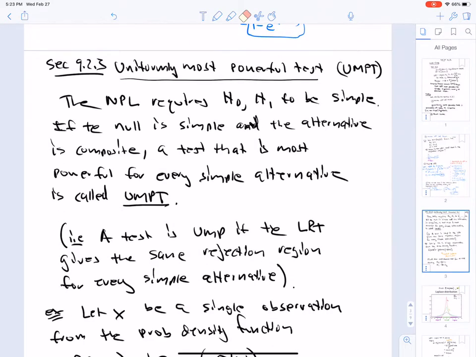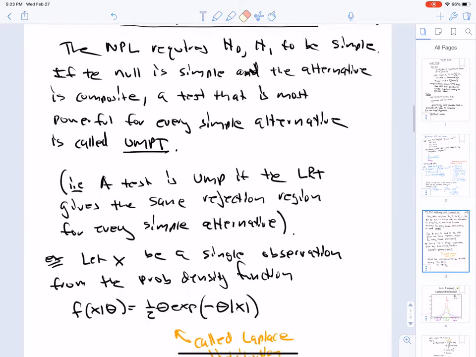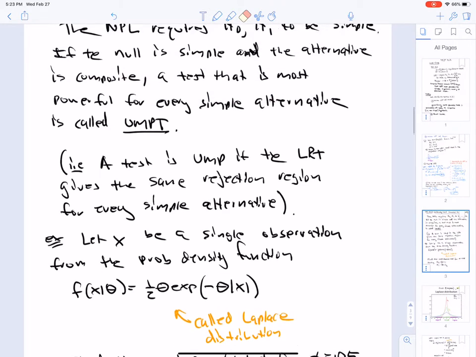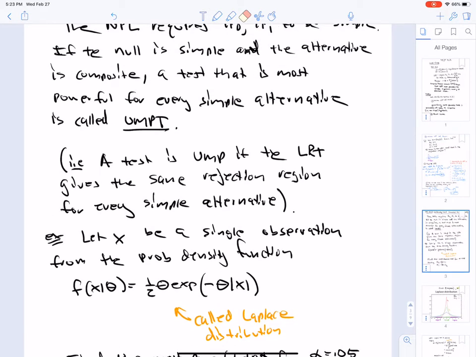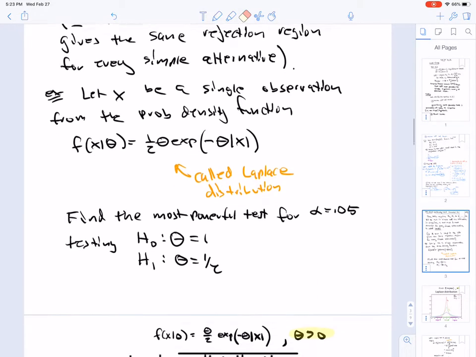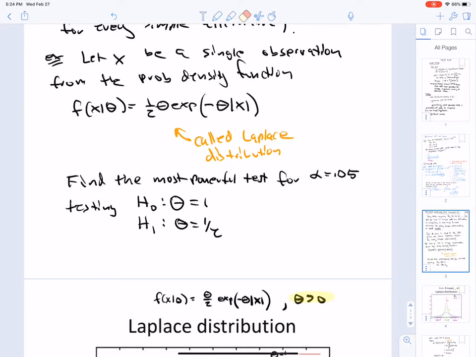So now a uniformly most powerful test, or UMPT, applies when our alternative is composite. And so a test is UMP if the LRT gives the same rejection region for every simple alternative. So for example, if x is a single observation from the probability density function given by the Laplace distribution, let's start off and just find the most powerful test for the null theta is 1 and alternative theta is a half.